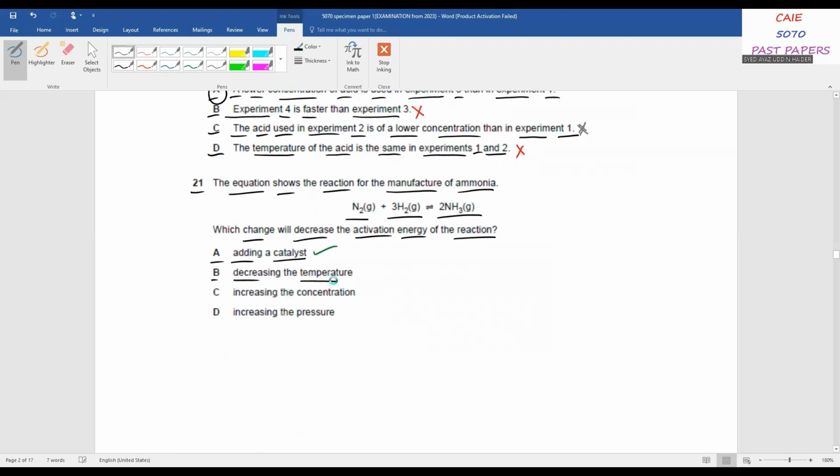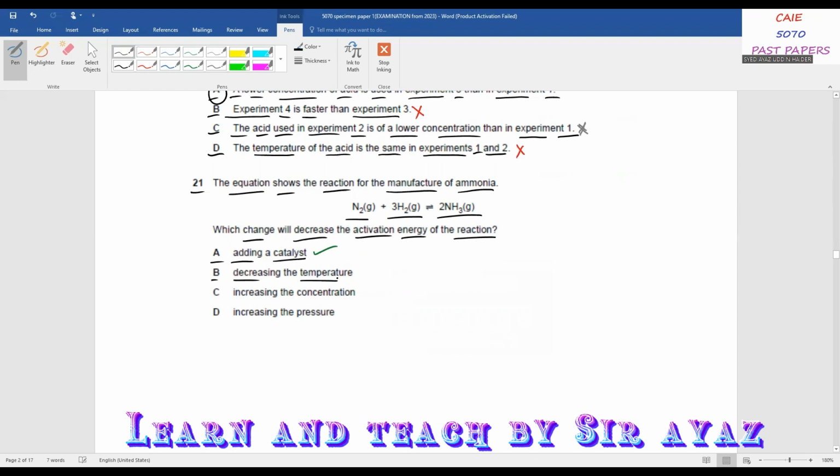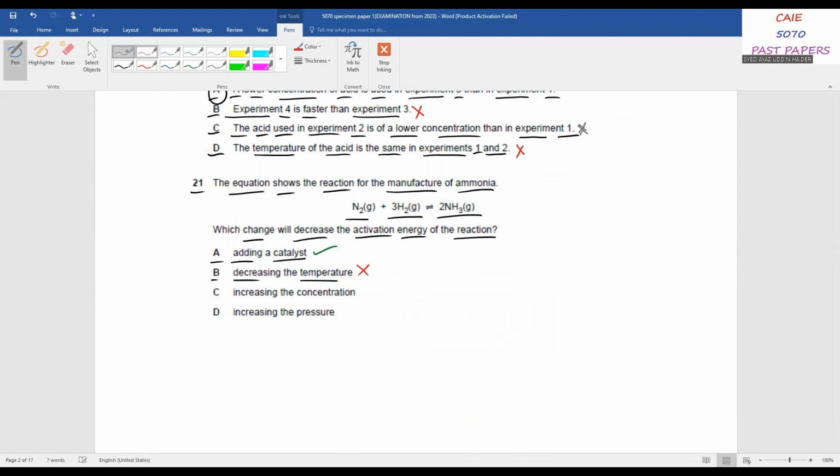B. Decreasing the temperature. If you decrease the temperature, the activation energy can be decreased for the reaction. Instead, it will disturb the equilibrium of this reaction mixture. So this is wrong. C. Increasing the concentration. The concentration has no effect on the activation energy. So this is also wrong. D. Increasing the pressure. Again, pressure also doesn't have any effect on the activation energy. So we are left with A. A is the right answer here.